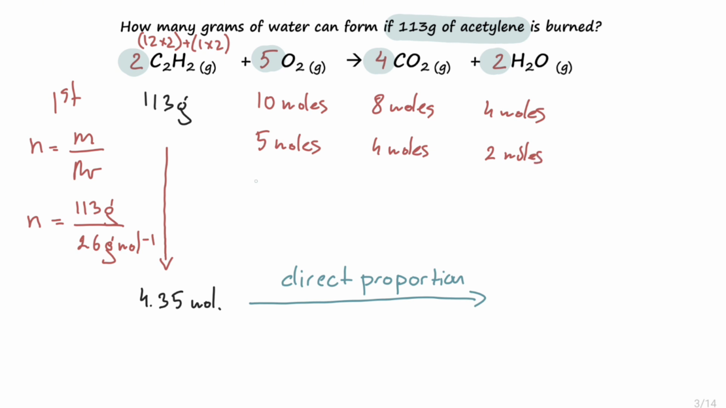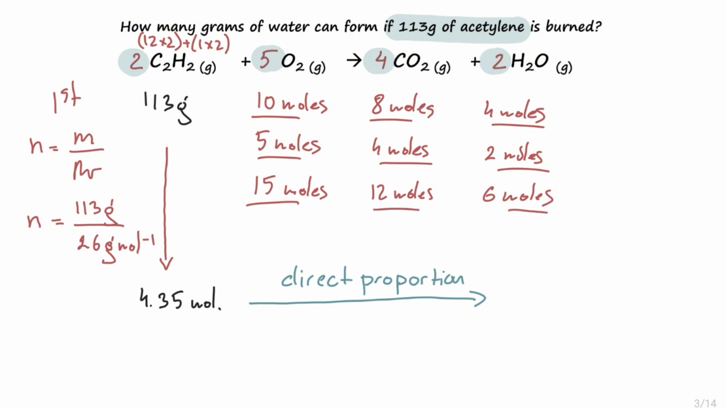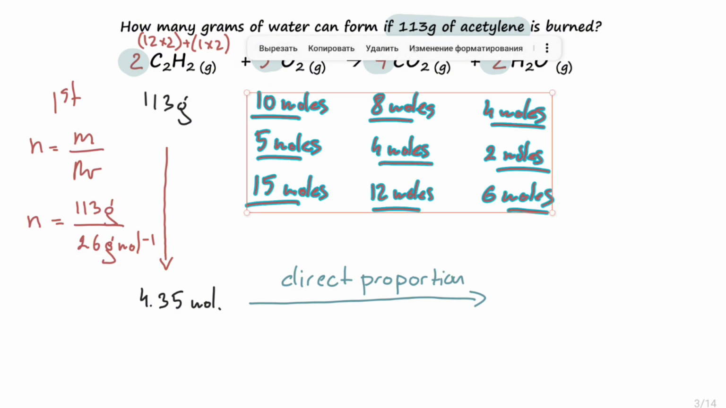If you have 15 moles, 3 times more, yeah? So 4 multiplied by 3, it will be 12 moles, and 2 multiplied by 3, it will be 6 moles. Guys, I hope it's obvious that there is a direct proportion between the number of moles and the coefficients. Okay, we can start.